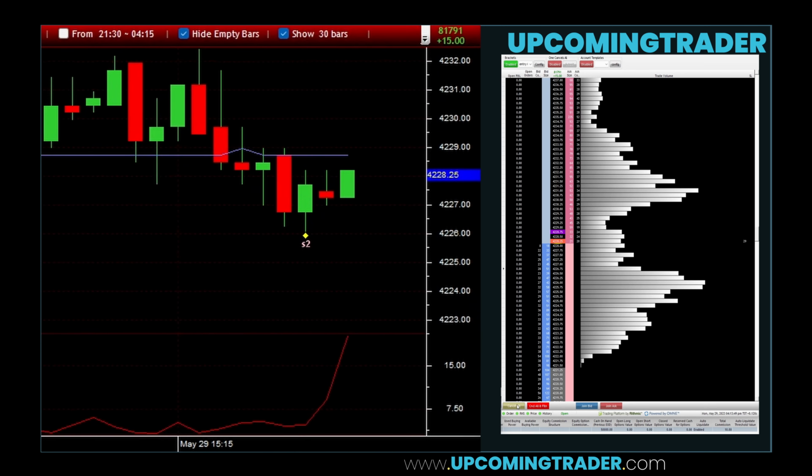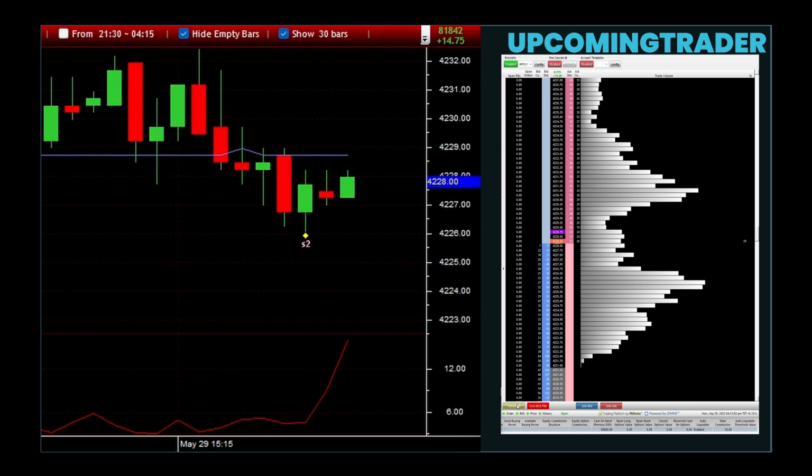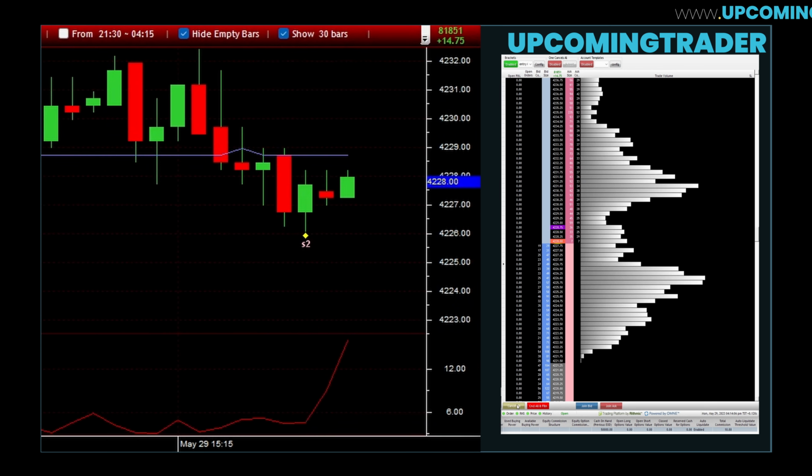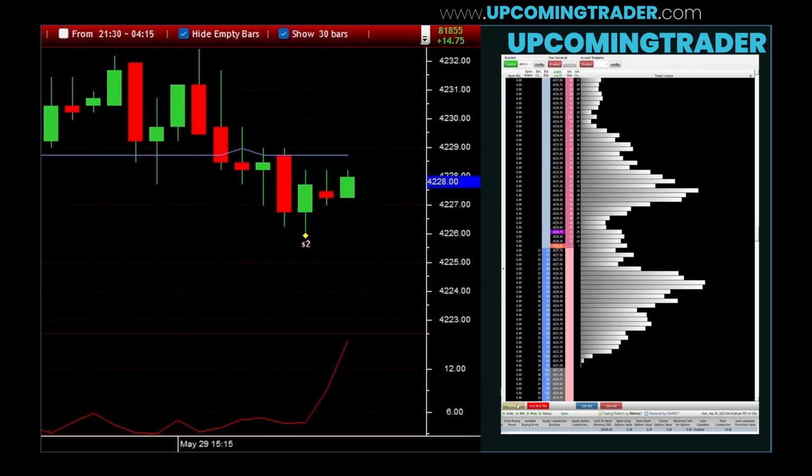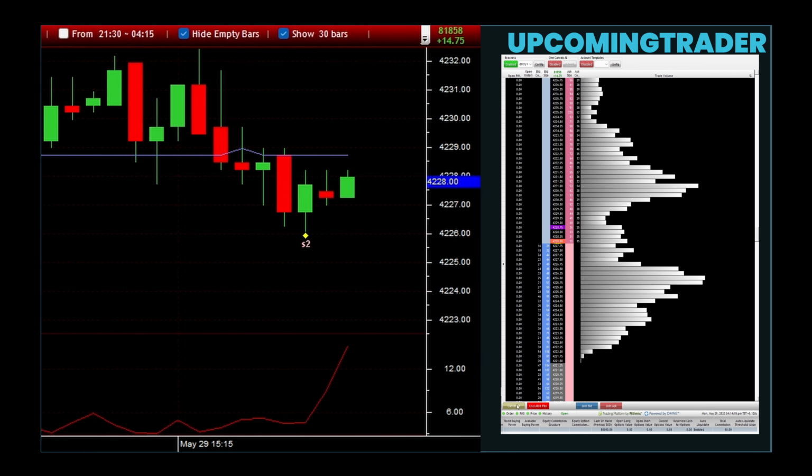Let us start with something called the point of control, or POC. The POC is the price level where the most TPOs happened. Think of it as the place where the market found a fair value during that session. This level is important because the price often reacts when it returns to the POC. It might bounce off it or move through it, but it is usually not a level to ignore.